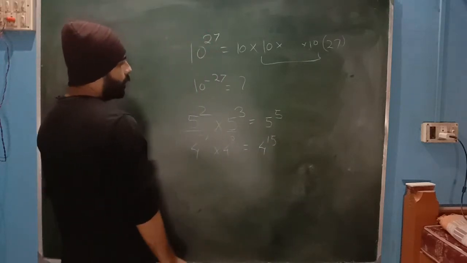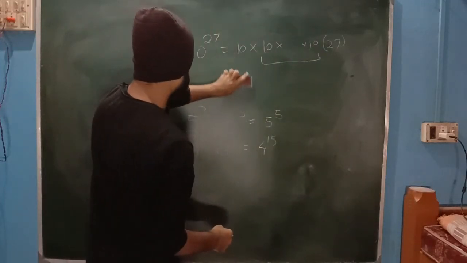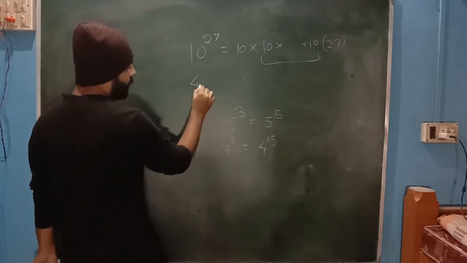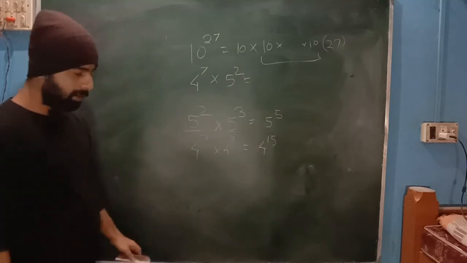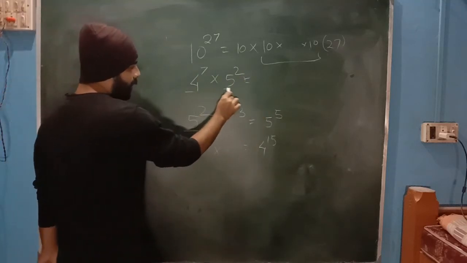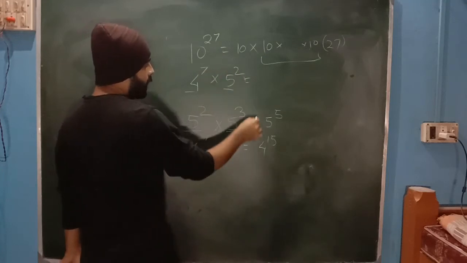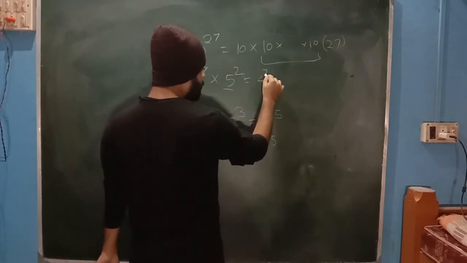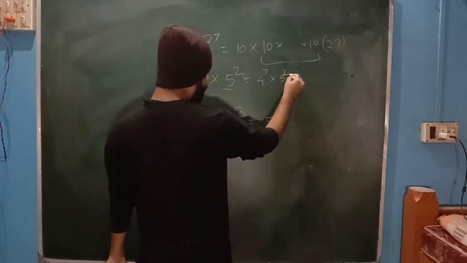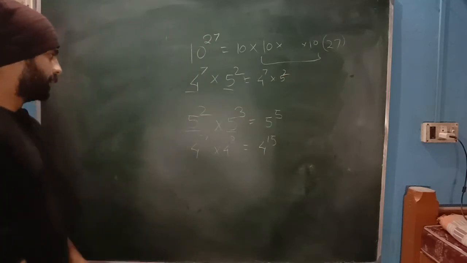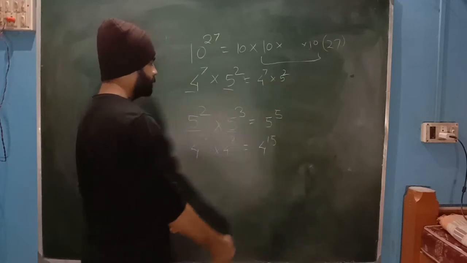But if we take another example, suppose 4 to the power 7 into 5 to the power 2, you can see 4 and 5 are not the same. If the base is not the same, then we cannot add the powers. So it will stay the same as before, which is 4 to the power 7 into 5 to the power 2.